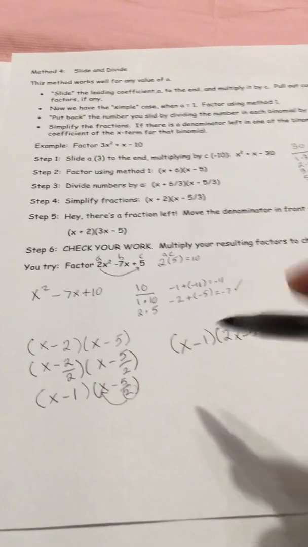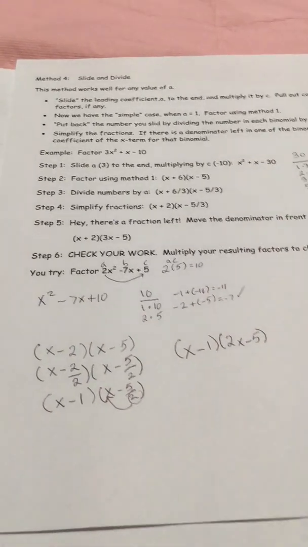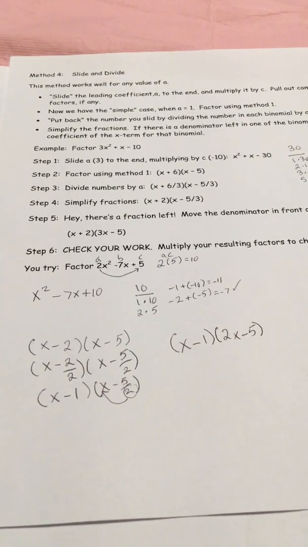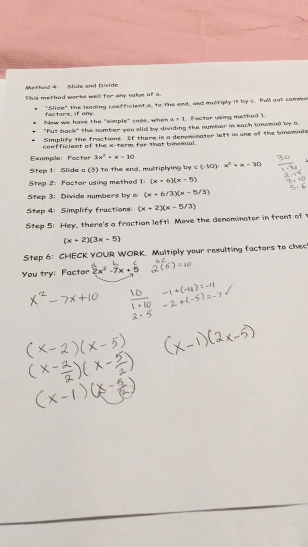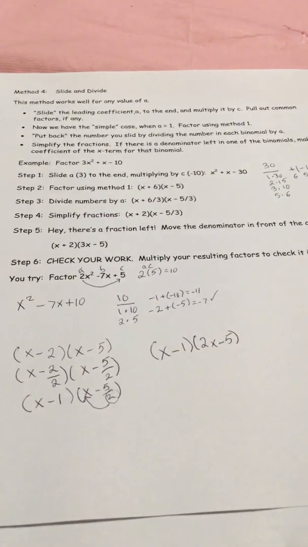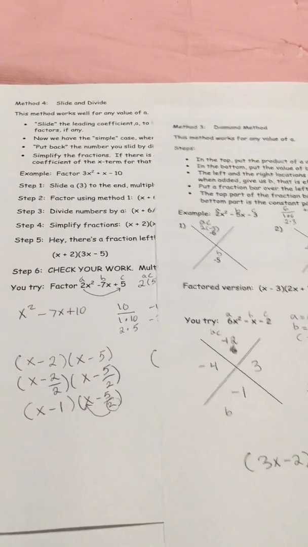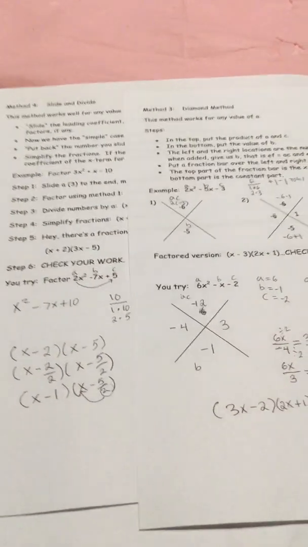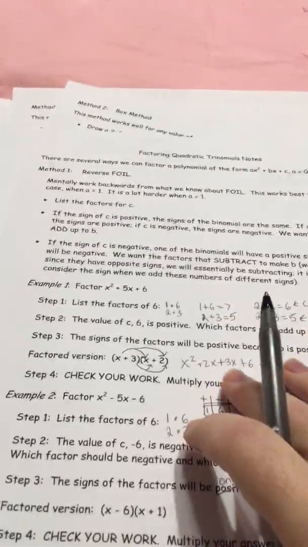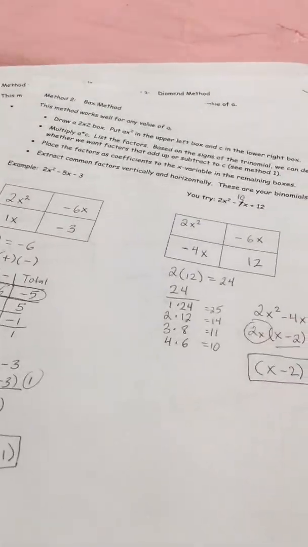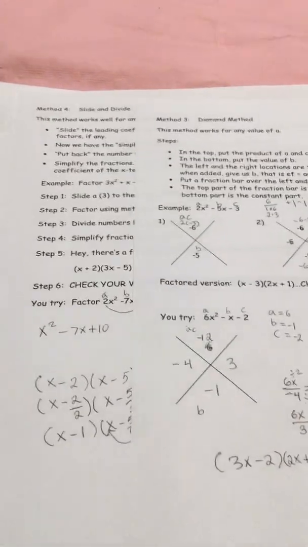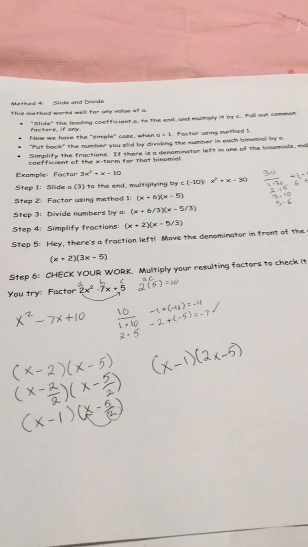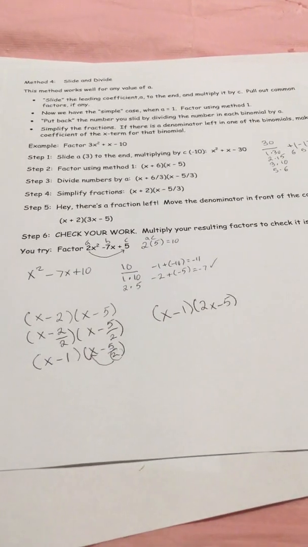So this is our method 4, our slide and divide. What I'm going to do is post the examples that you did with method 1 and method 2. And instead of solving them with method 1 and method 2, I want you to solve them using method 3 and method 4. And then after you utilize method 3 and method 4, let me know which method you like the best, whether you like method 1, method 2, method 3, or method 4 the best. If anyone has any questions, please let me know.